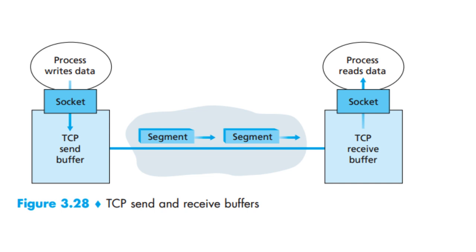The maximum amount of data that can be grabbed and placed in a segment is limited by the maximum segment size, MSS. The MSS is typically set by first determining the length of the largest link layer frame that can be sent by the local sending host, the so-called maximum transmission unit, MTU, and then setting the MSS to ensure that the TCP segment will fit into a single link layer frame. Both Ethernet and PPP link layer protocols have an MTU of 1500 bytes.